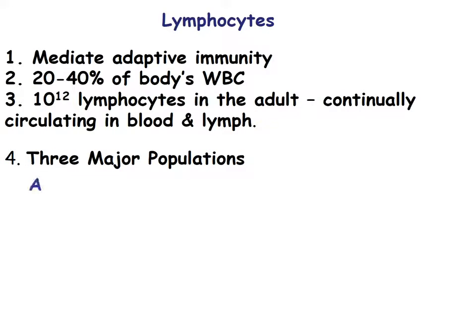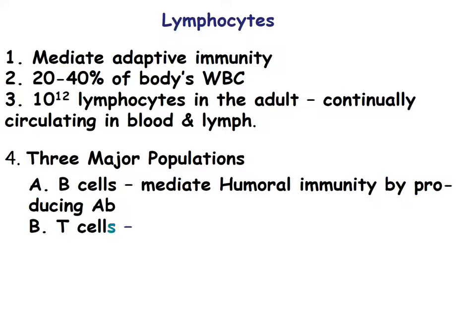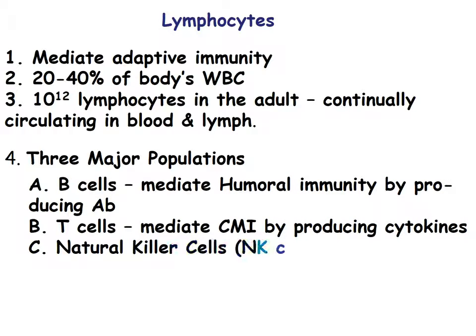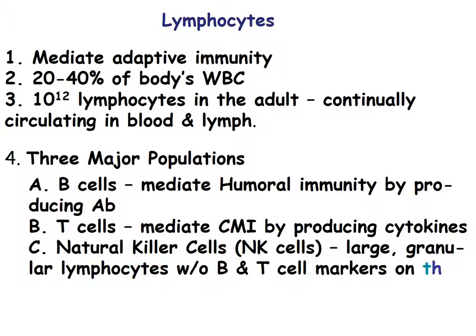Now, there are three major populations. They're the B cells. They mediate what we call humoral immunity, which we talked about in the previous lecture. And they do that because they produce antibodies which are present in the humors or the fluids of the human body. T cells mediate cell-mediated immunity, and they're going to produce cytokines. And unfortunately, there are a ton of different types of T cells, as you'll find out.